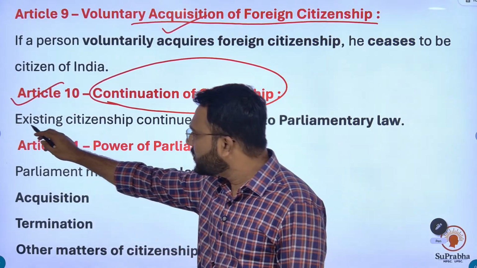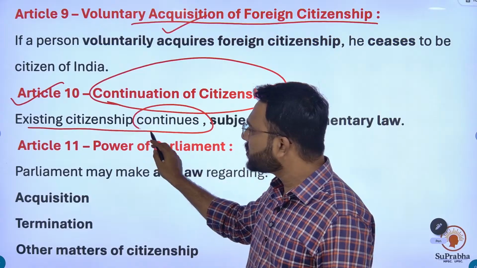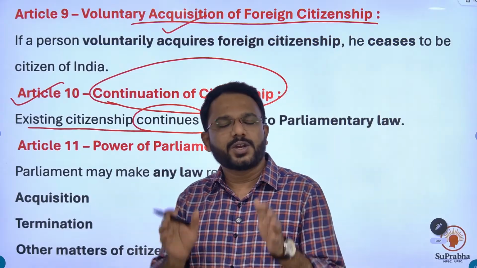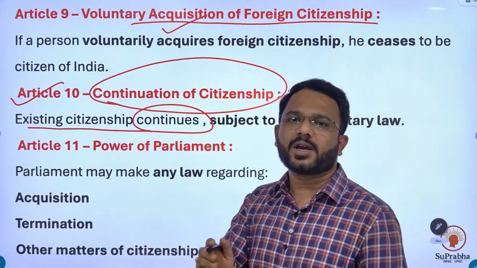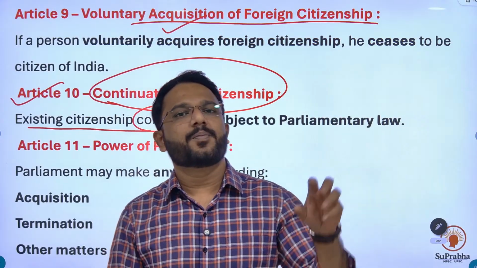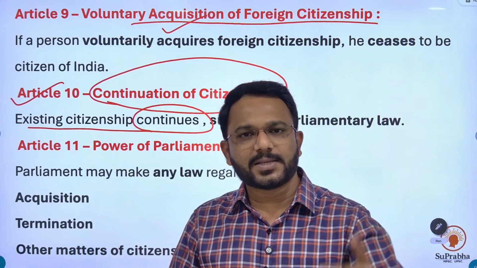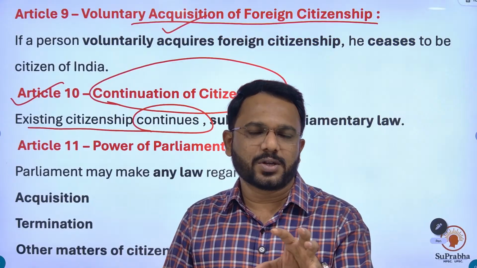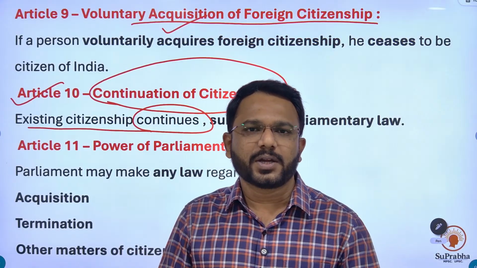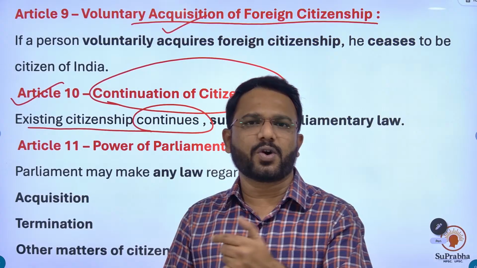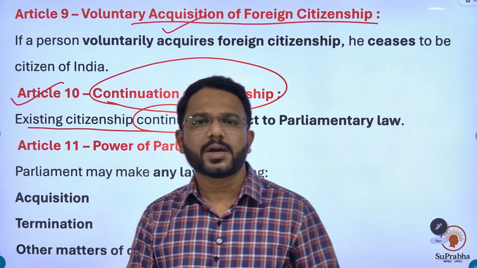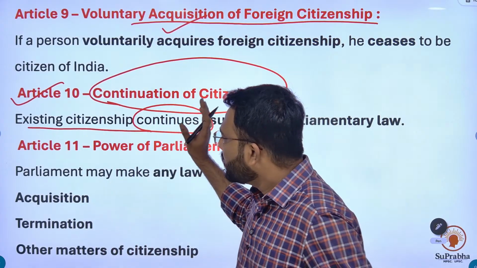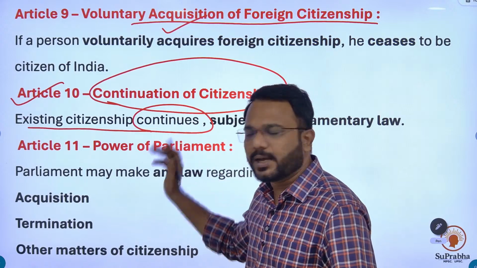It says that existing citizenship continues. If you are a citizen of India, you will remain a citizen of India unless and until Parliament, through the legislative process, makes laws to terminate your citizenship. No executive order or authority can terminate your citizenship. So that is Article number 10.